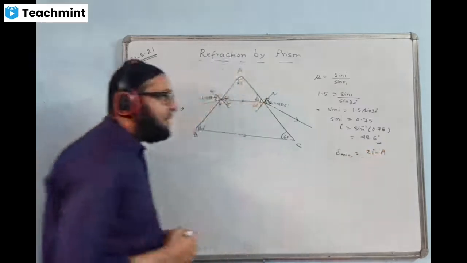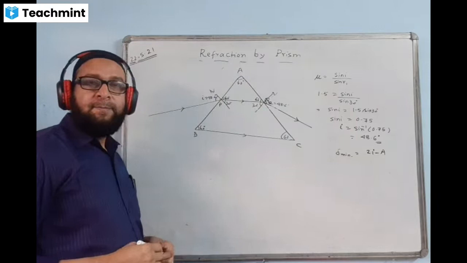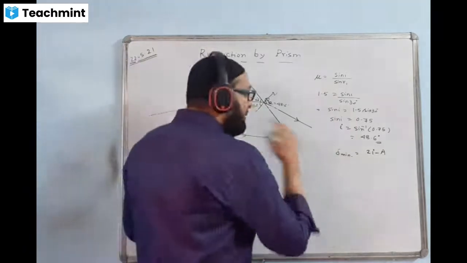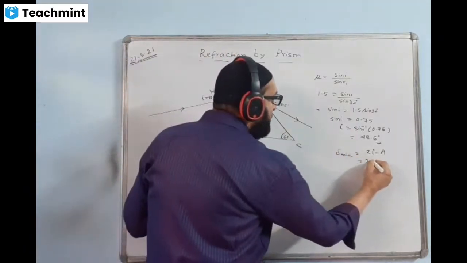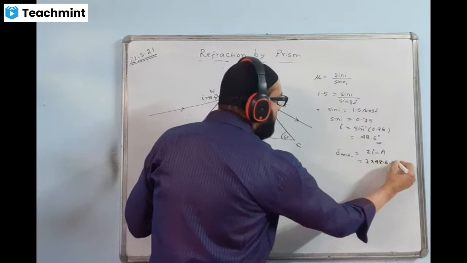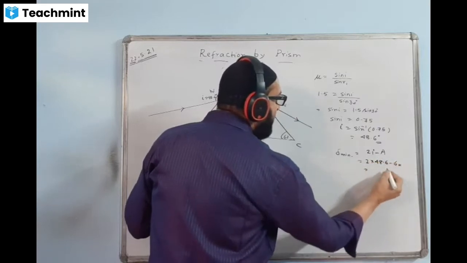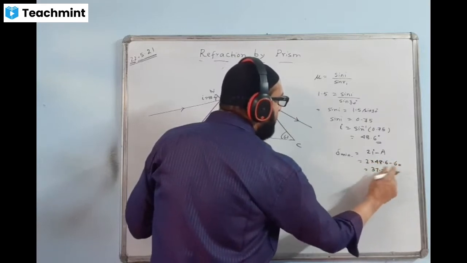Because I and E are equal, so 2i minus A. So 2i value is 48.6 minus A, which is 60 degree. We'll do the calculation. The answer will come 37.2 degree.